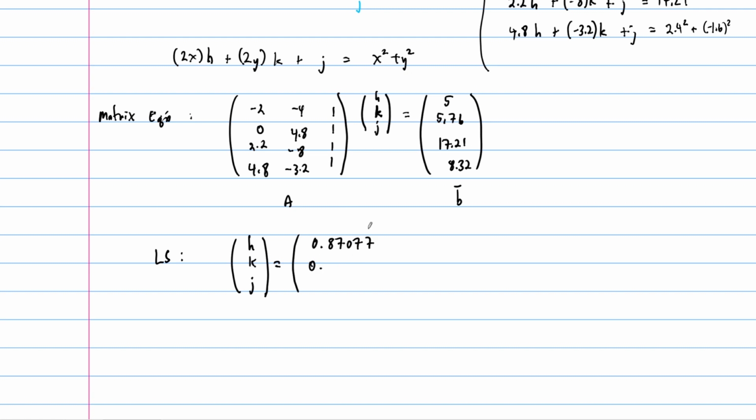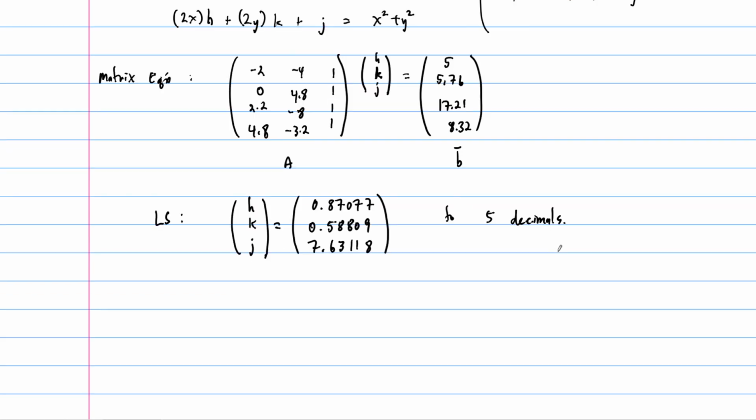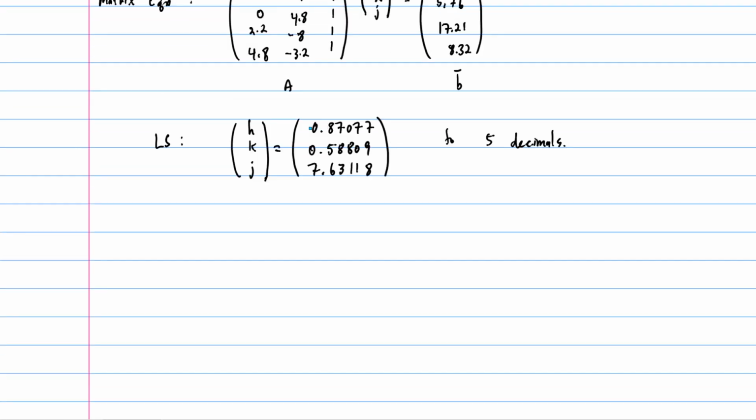It didn't tell us what to round to, so I determined on my own that 5 was good enough. Again, in practice, you'll probably have some significant digits or some reason to choose an accuracy level. The second entry is 0.58809, and the last one is 7.63118, again rounded to 5 decimal places. All right, so what this means is that we've got our h, we've got our k, and then we've got j.